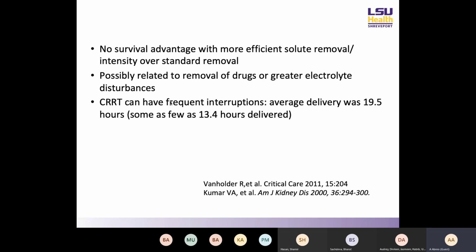And there has been no real survival advantage, as I mentioned before, with more efficient solute removal between the two modalities. And one thing you have to consider is that CRRT can have frequent interruptions. In one study, they looked at how much time the patient was actually on the machine, and the average was 19.5 hours, but some patients were receiving as few as 13 hours of delivered therapy.